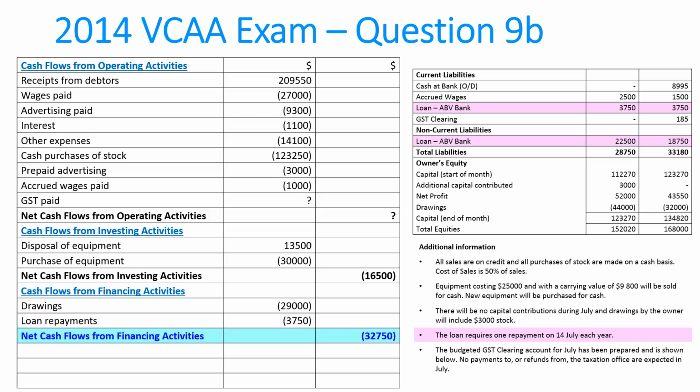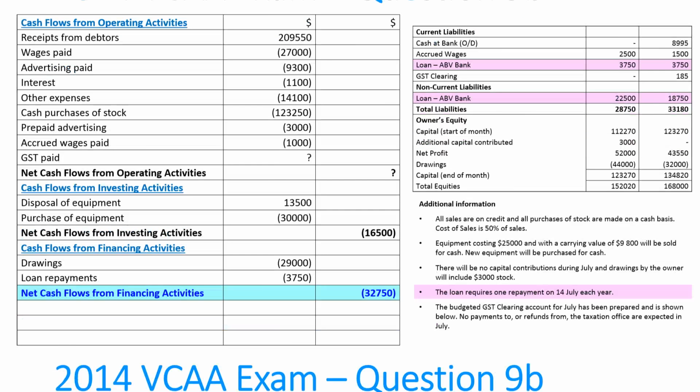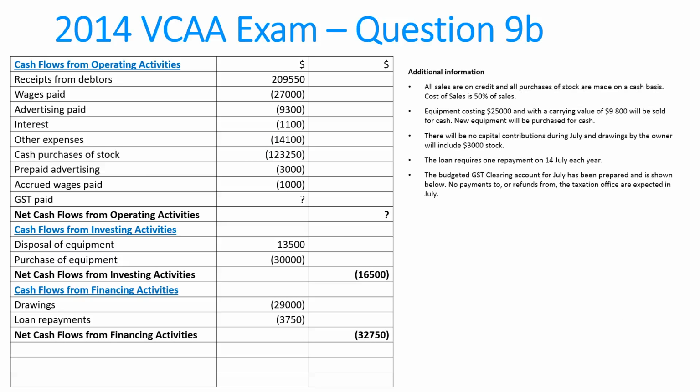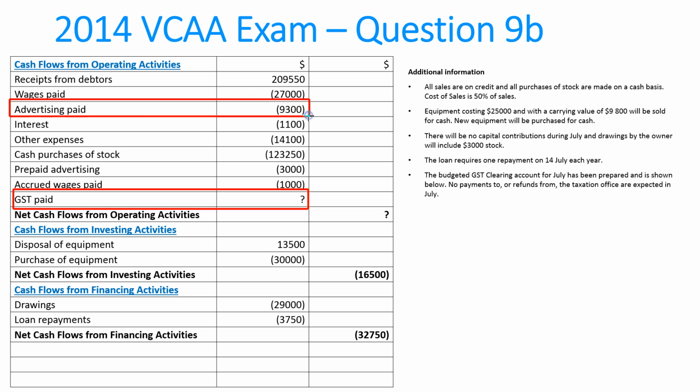What I've got now is the net cash flows from financing, and what I can do now is move on to GST paid. I don't know what that was. I left that blank up here. So what we normally do is we just wait until the end and try and figure out, well, what did and didn't have GST. So for example, advertising did.